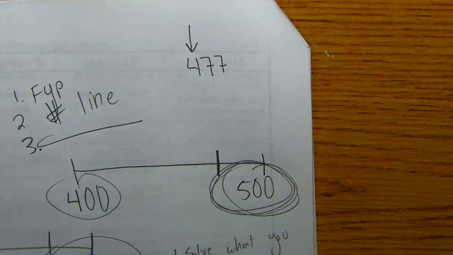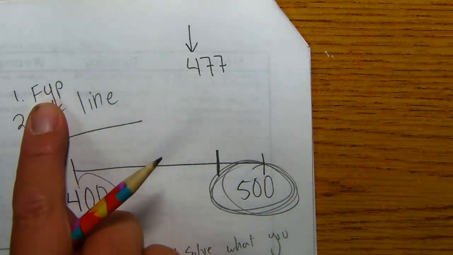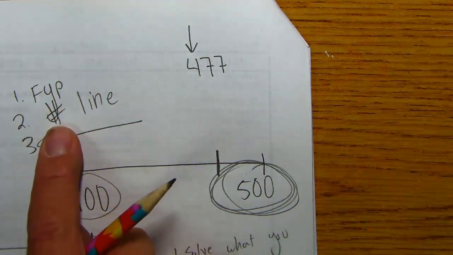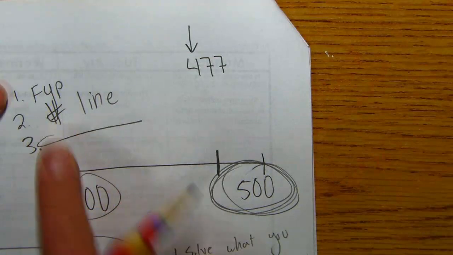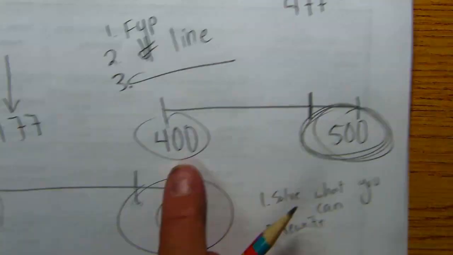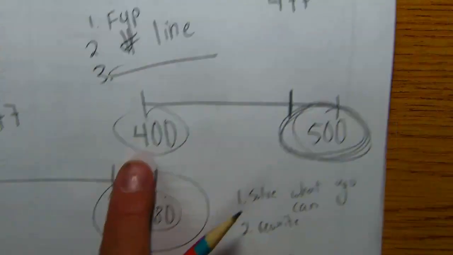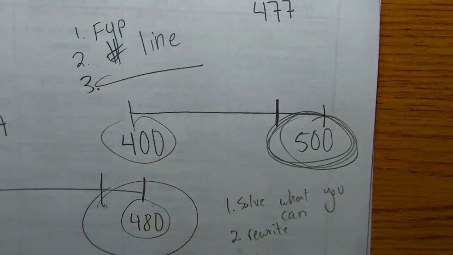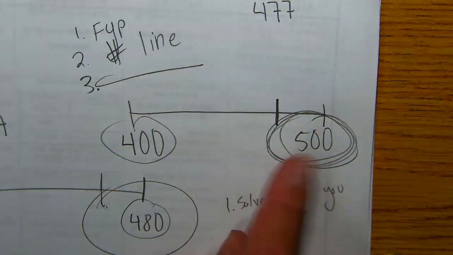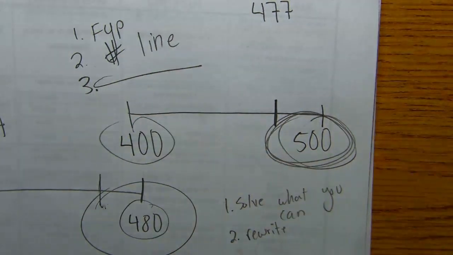All right, so those are 2 good examples of how to round again. Find your place, make your number line. Once you find your place, that tells you what the first number is. In this particular example, it was the 7. In this example, it was the 4. Step number 3, you put in the number and figure out which number it's closer to.